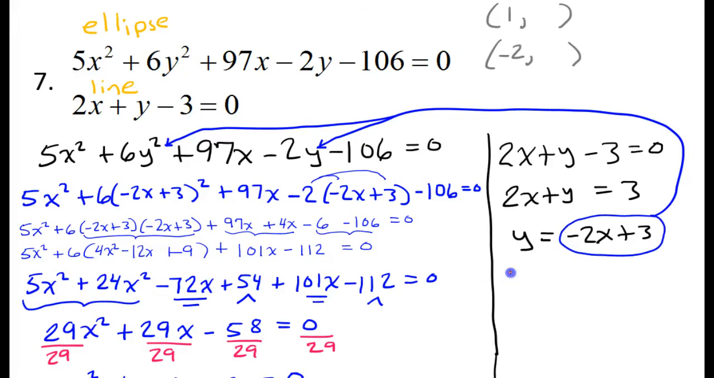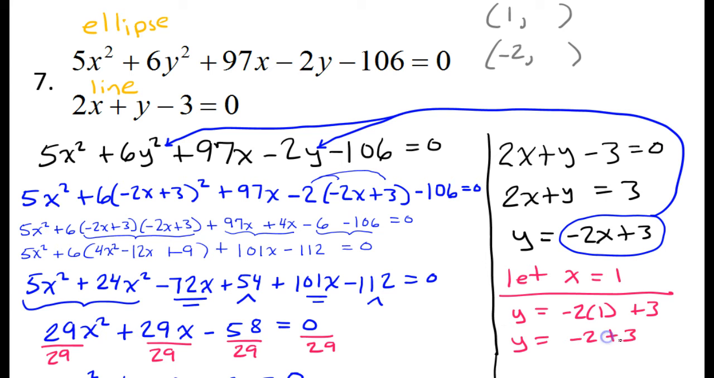All right, let's start off by letting x equal 1. We're substituting this first x value so we can get the y value that goes with it. So y will equal negative 2 times 1 plus 3. So y will equal negative 2 plus 3. So y will equal 1. So that means the y value is 1. So there's one solution, 1 comma 1.